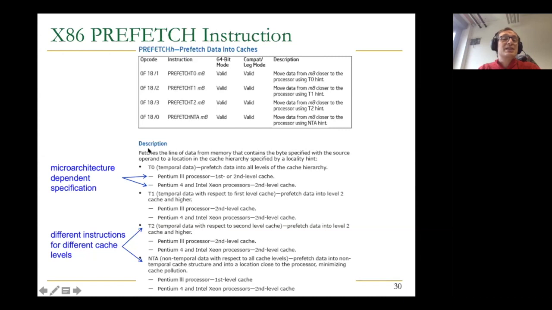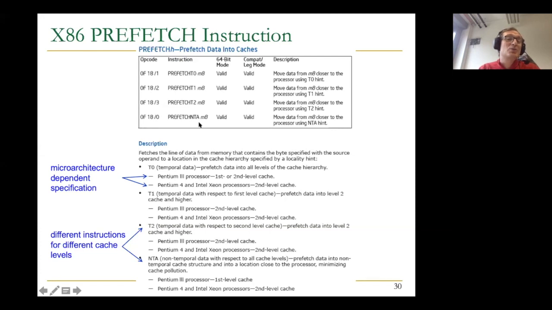So let's take a look at this. The description says, fetches the line of data from memory that contains a byte specified within the source operand to a location in the cache hierarchy specified by a locality hint. Locality hint is this T0, T1, T2, and NTA, where NTA stands for non-temporal data. So T0, for example, puts the data into first or second level cache in the Pentium 3 processor, and in Pentium 4 and Intel processors to second level cache, not first. And clearly, this is a microarchitecture dependent specification, right?